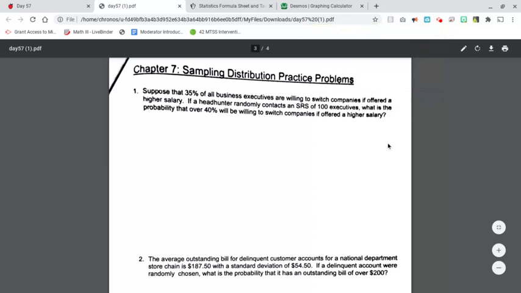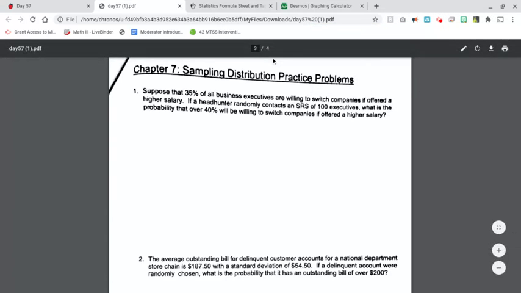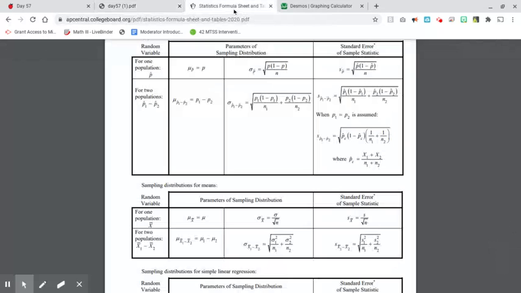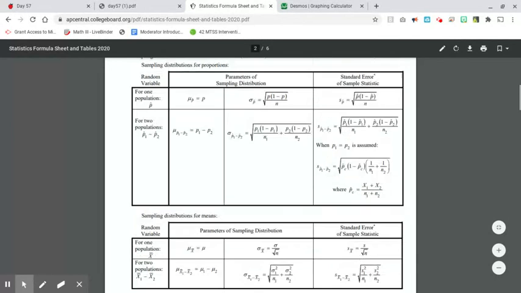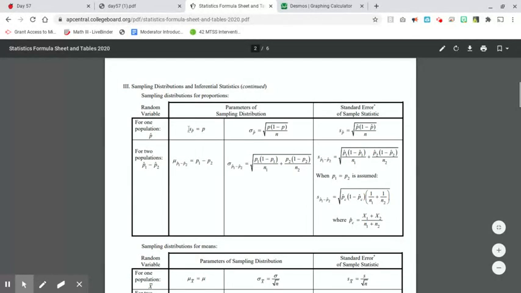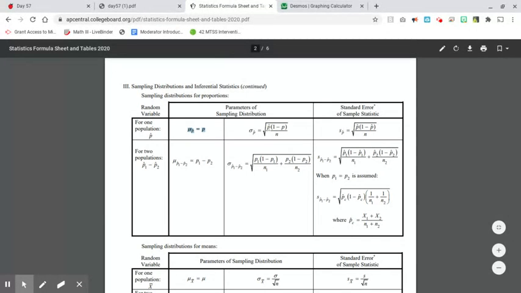So P is 0.35. And then we have 100 executives. So we need to go to our formula for proportions. And that's right here. The mean of our sampling distribution should be equal to P. So our mean is still going to be 0.35. But our standard deviation is going to be this.